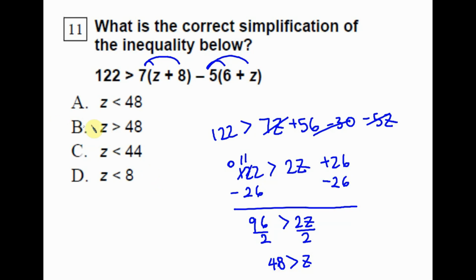So in here, the answer will be, when it looks like all the z's are on the left, make sure that you're looking at this sign. Your inequality sign is saying that your z is less than 48. So when you're looking at it, part A is saying z is less than 48, where part B is saying z is bigger than 48. And that's how I know A is going to be my answer.